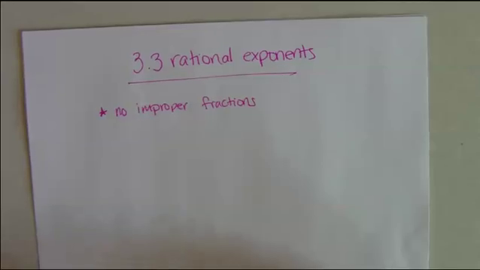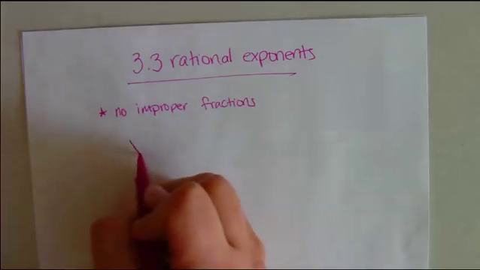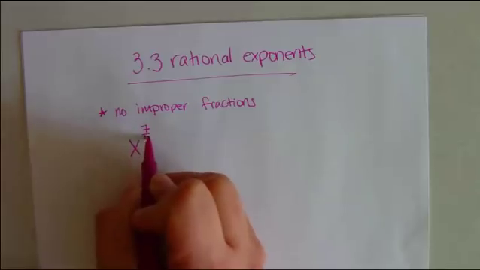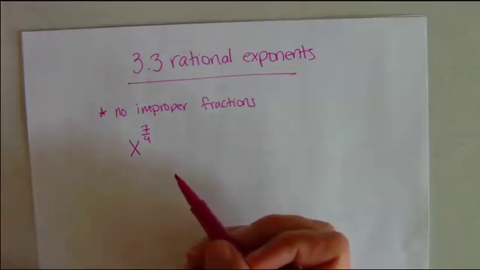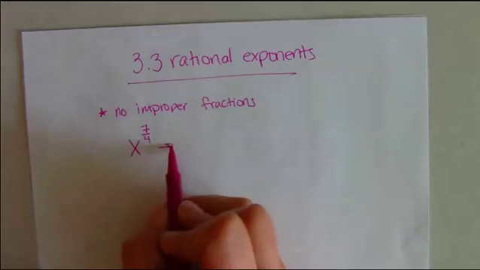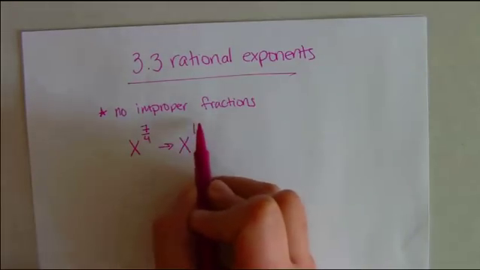Hey guys, so we're going to do rational exponents today. There's two rules that we're going to talk about. One is that you can't have any improper fractions. So if you have an improper fraction, say like x to the 7/4, you're going to want to break that up. What I always say to do is turn the 7/4 into a mixed number. So think of that as x to the 1 3/4.